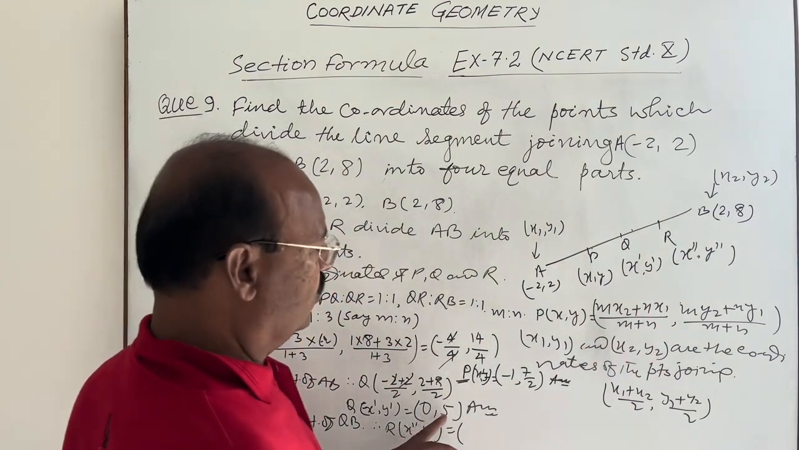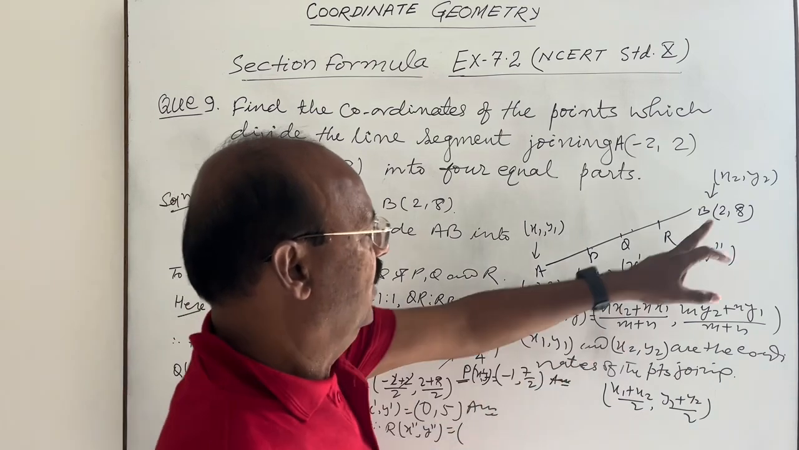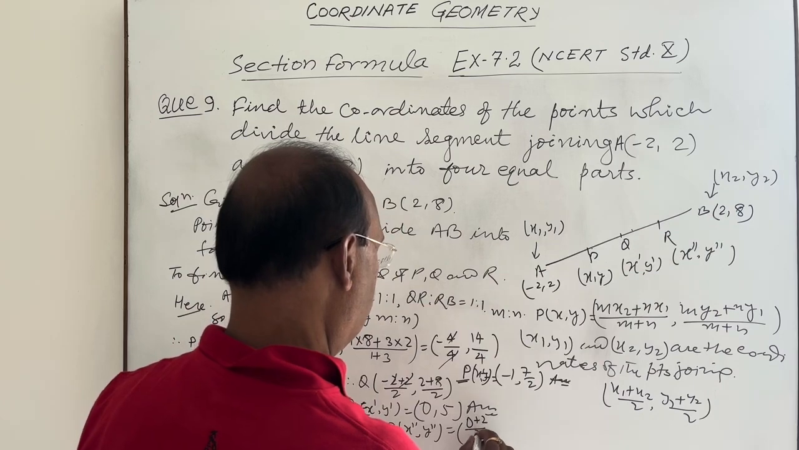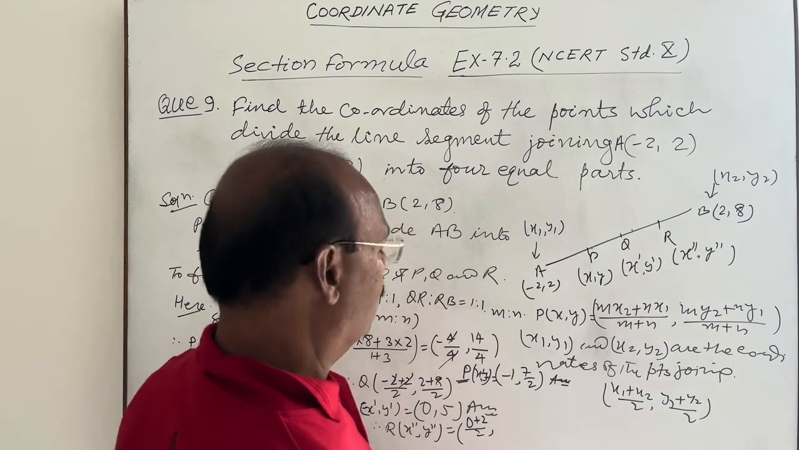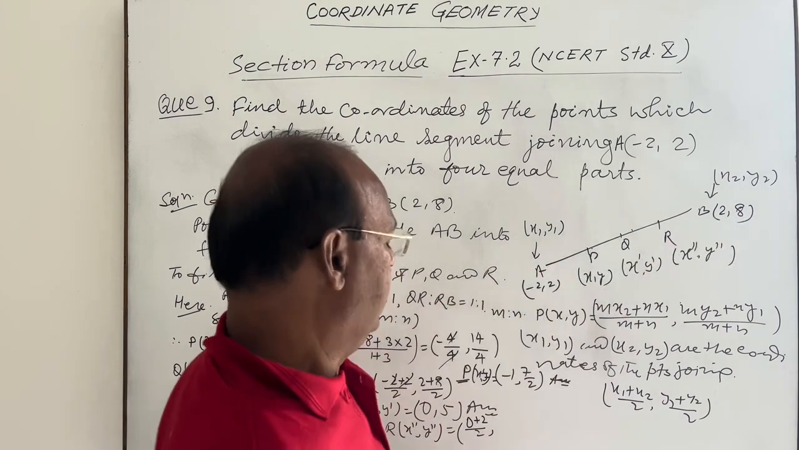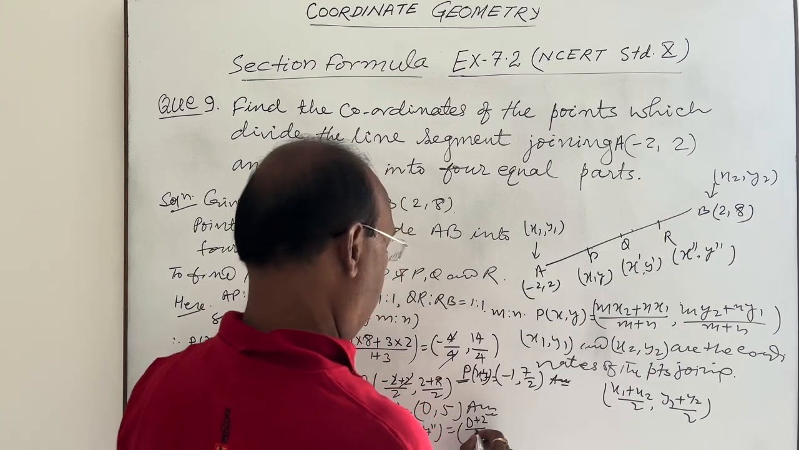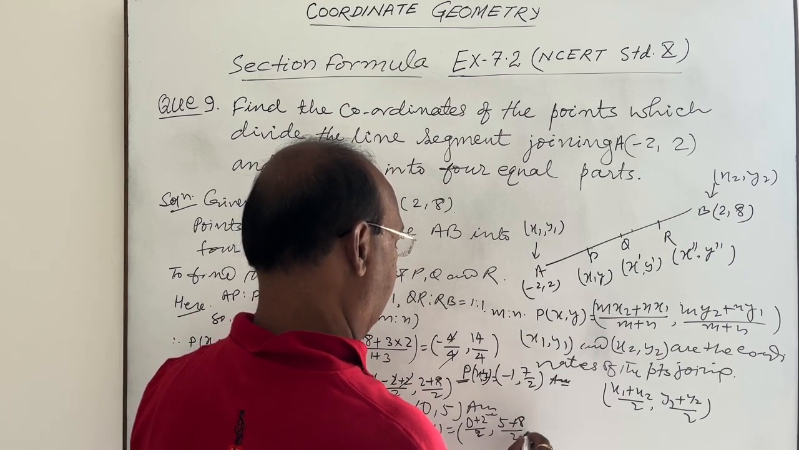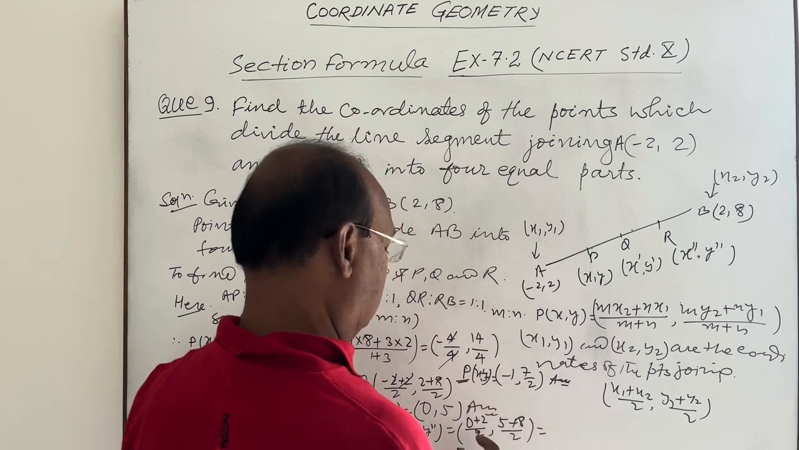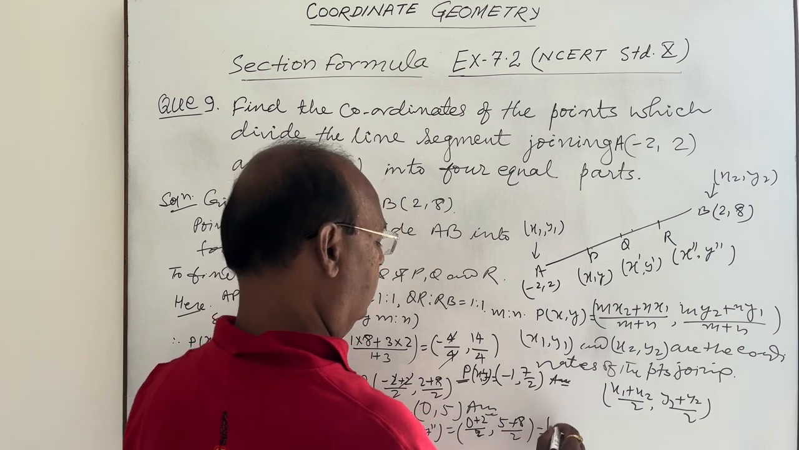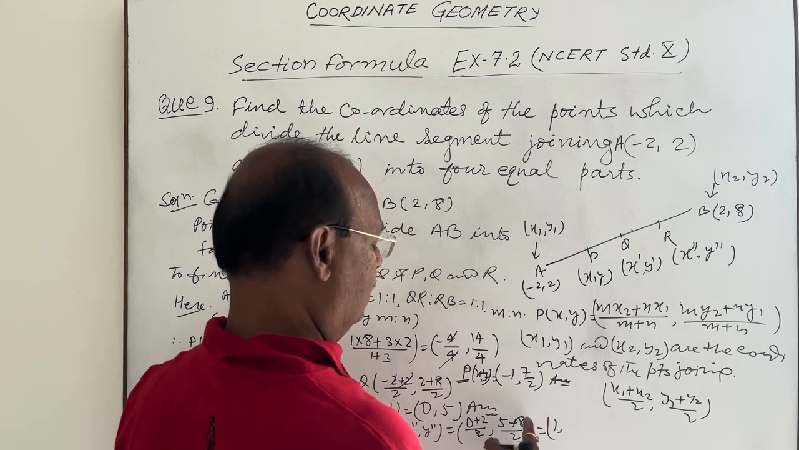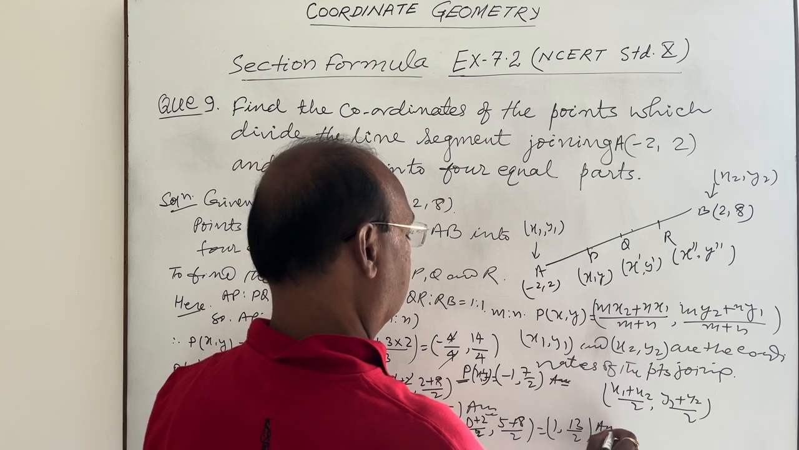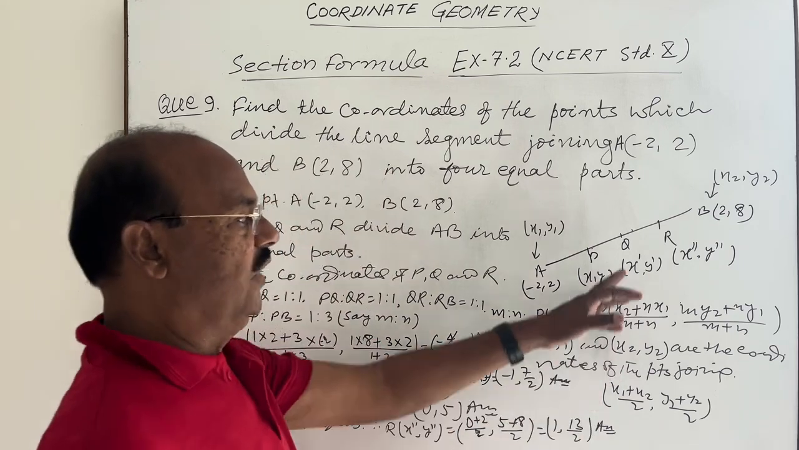So the x coordinate will be 0 plus 2 divided by 2, and the y coordinate 5 plus 8 divided by 2. So this is equal to 2 by 2, that is 1, and 5 plus 8, 13, divided by 2. This is another answer. This is the coordinates of point R.